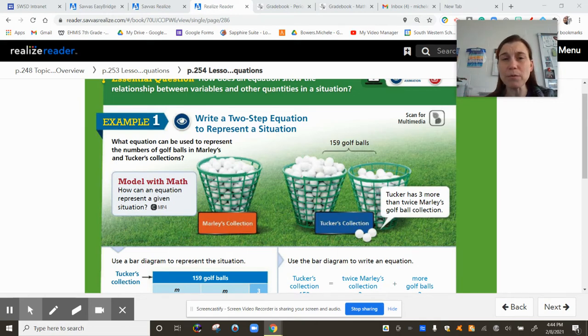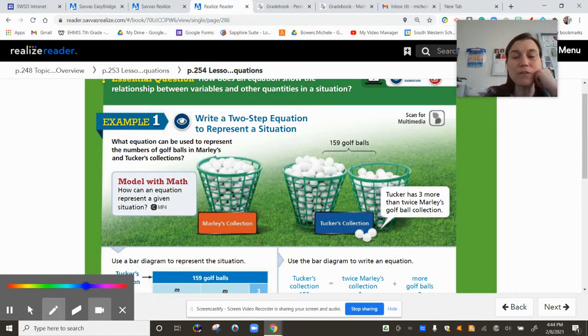This actually comes from your textbook, volume 2. We're on page 254, which is on your screen. It's right here on your screen, so you can use that as a reference. And if you don't have a physical textbook, you can always access it through the EasyBridge link also, if you just know the page number. So let's look at this situation here with Marley and Tucker and golf.